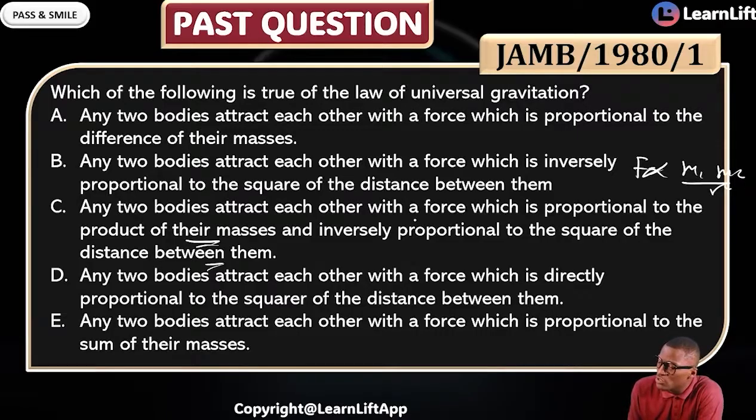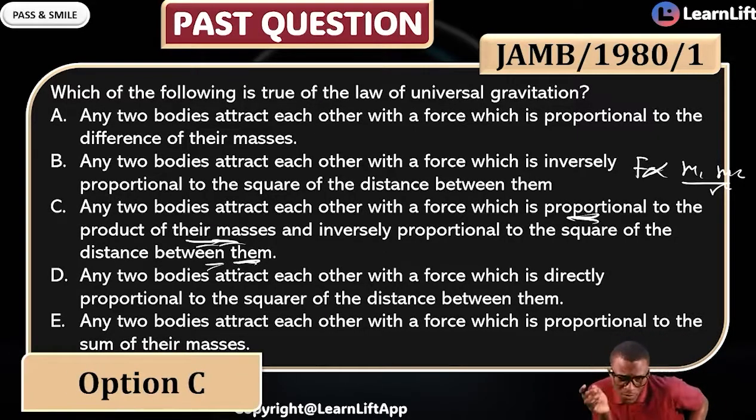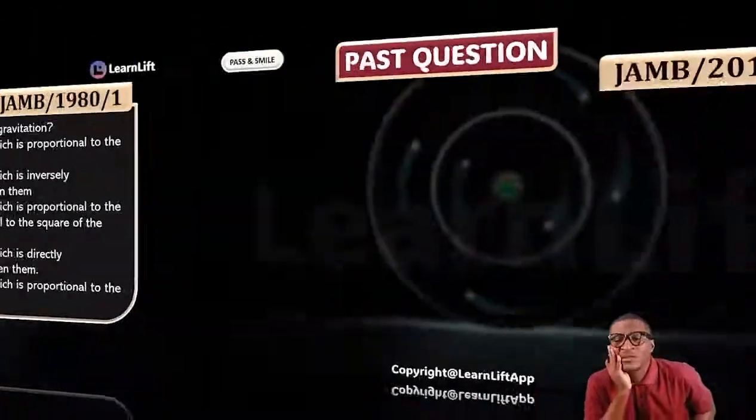Any two bodies attract each other with a force that's proportional to the product of their masses and proportional to the square of their distance between them, making option C the answer. Do you understand that? Let's take more past questions.